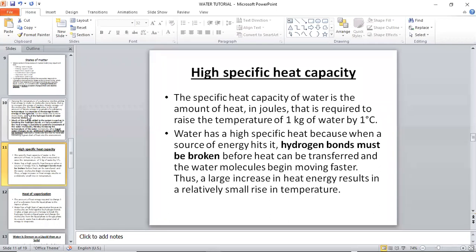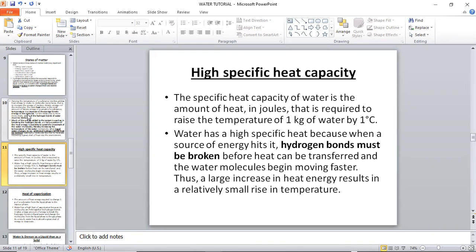because when a source of energy is applied to it or to the system, that heat energy will first be used to break hydrogen bonds before that heat can be transferred to make the water molecules begin moving faster. Therefore, we need a large increase in heat energy for there to be a rise in temperature. So, a large increase in heat energy will result in a relatively small rise in temperature.